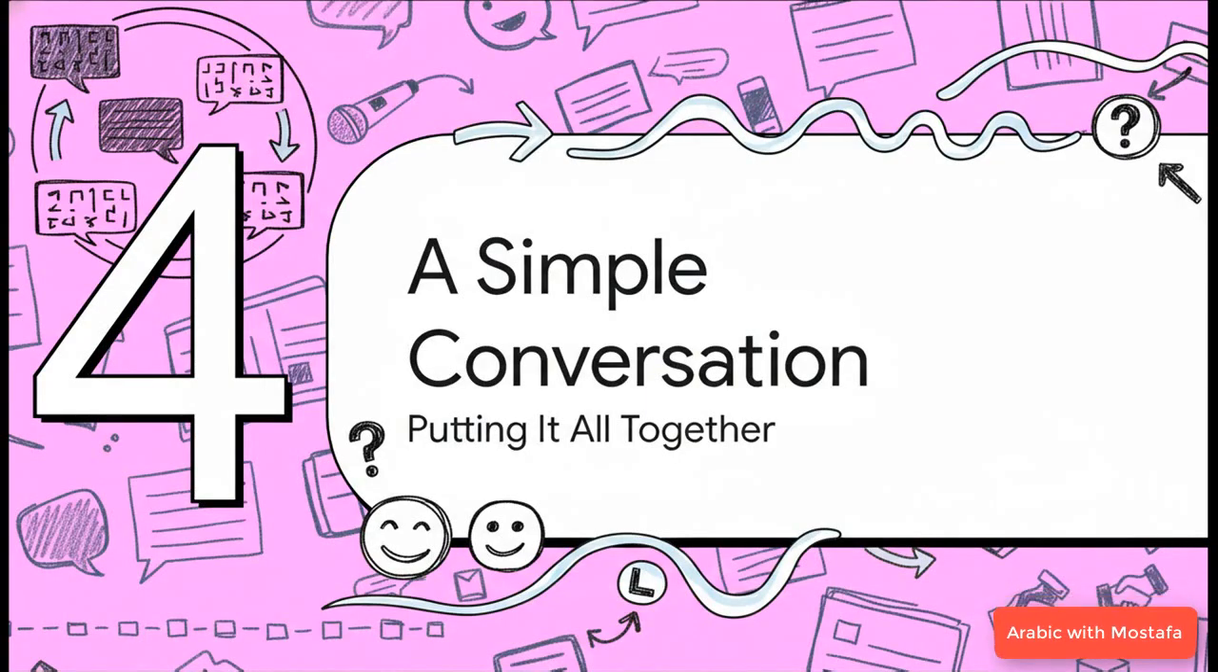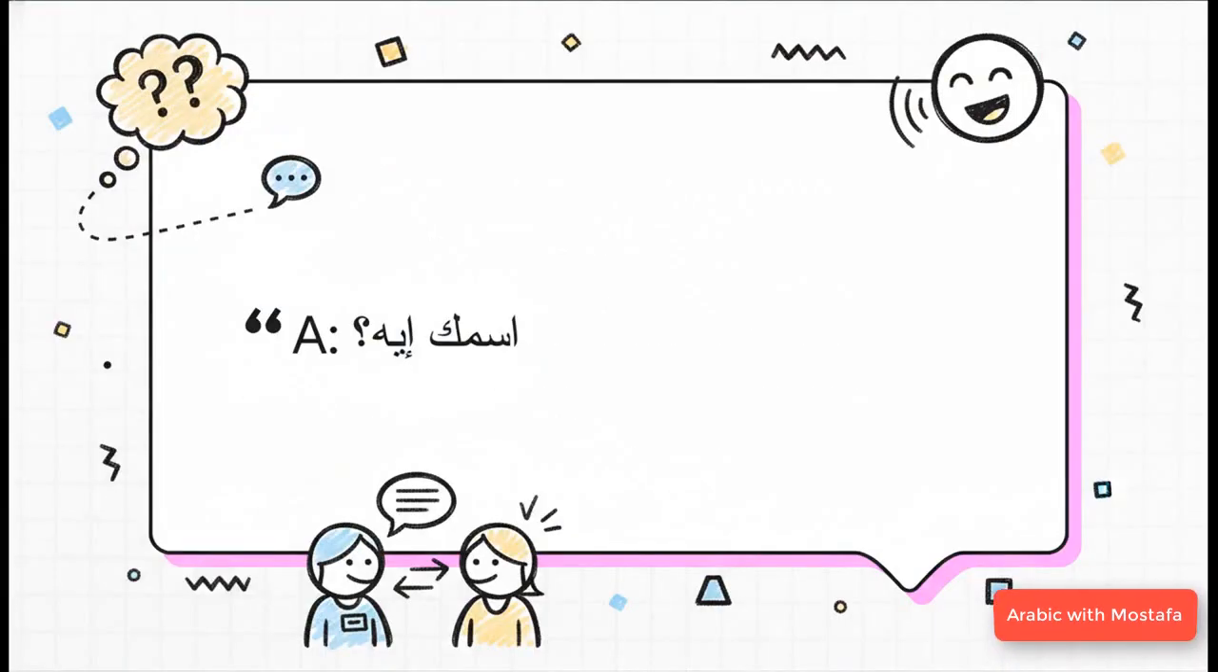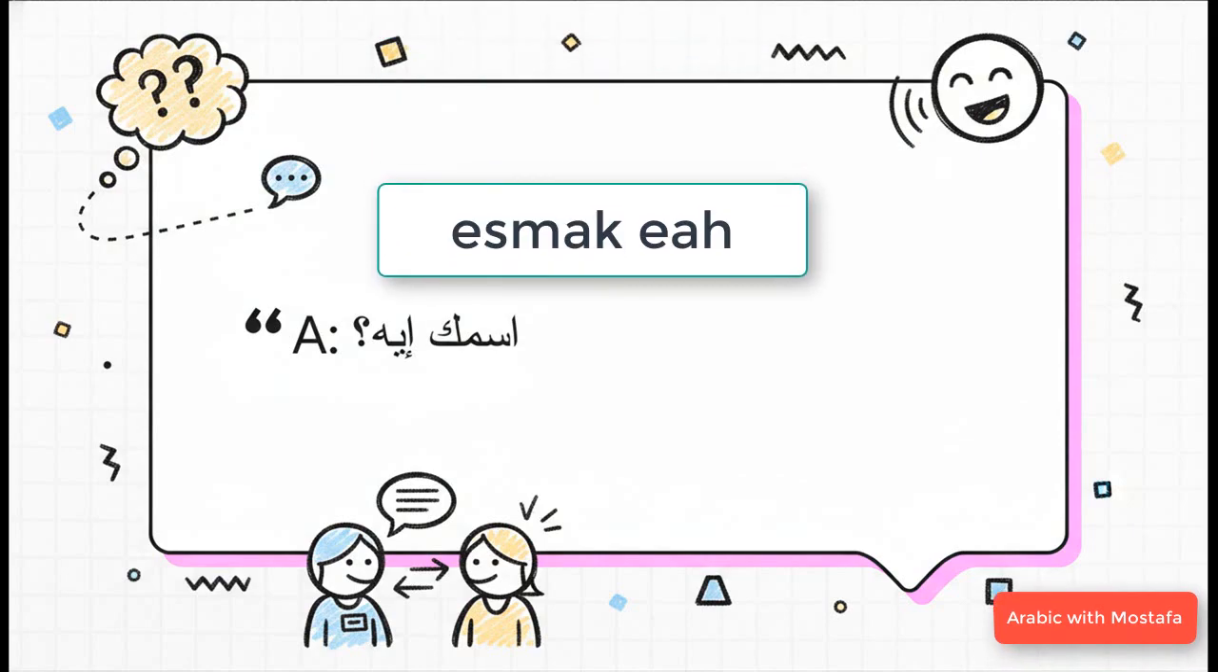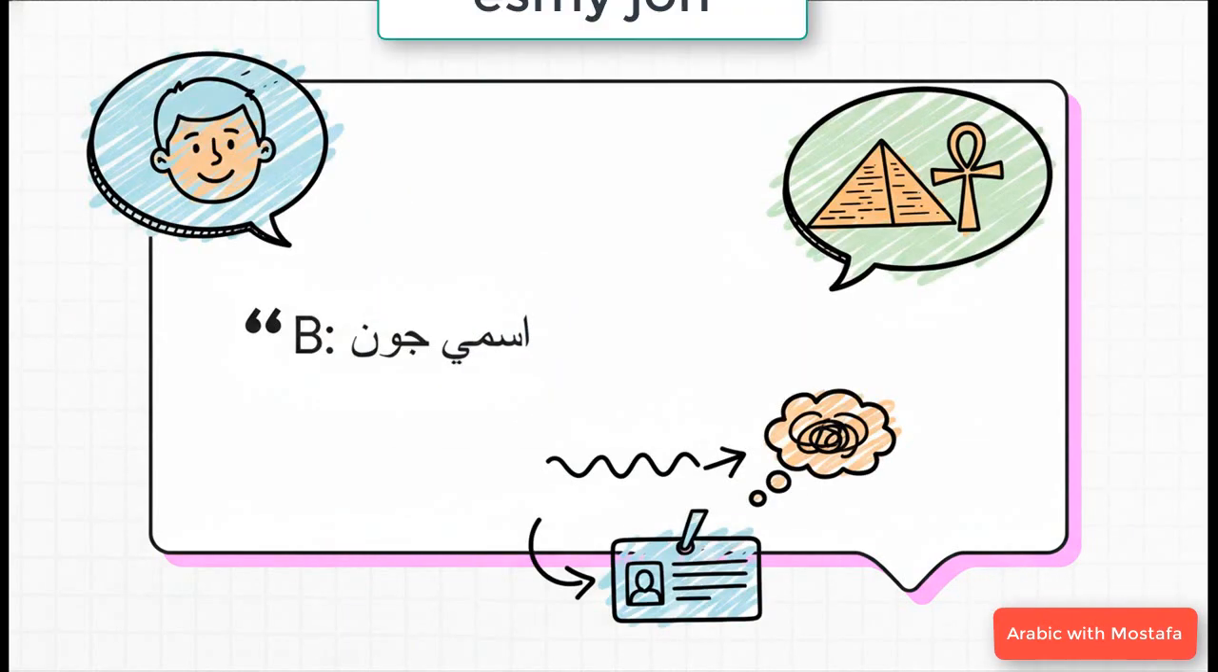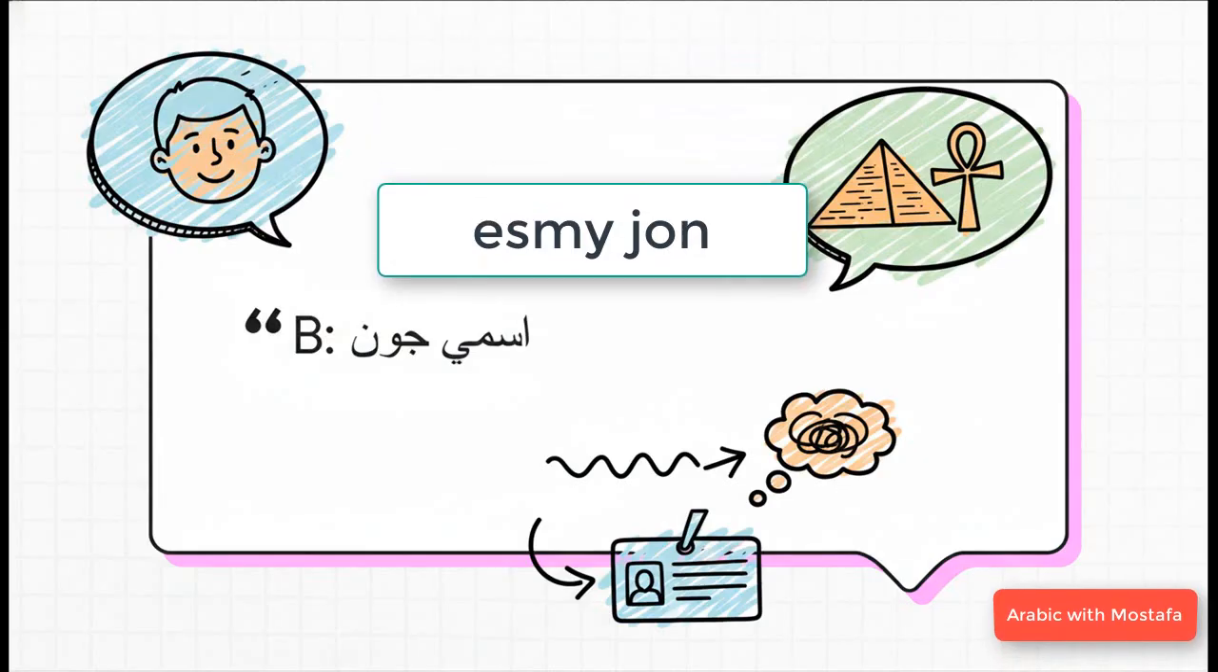All right, it's time for the big payoff. We have all the building blocks now, so let's see what they look like in a real, natural, simple conversation from beginning to end. So let's imagine a little back and forth. Person A might kick things off with esmak eh. That just means, what's your name? And person B could reply, esmi John. Esmi means, my name is. So, pretty simple. My name is John.